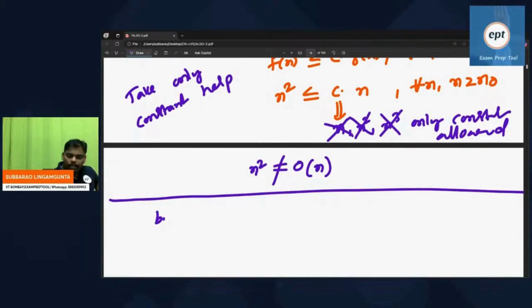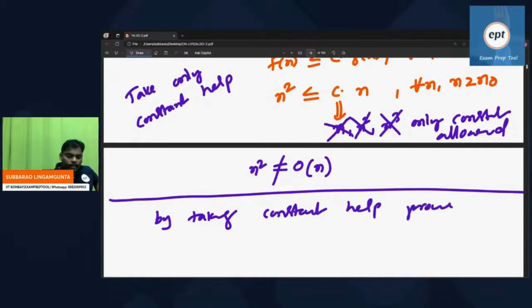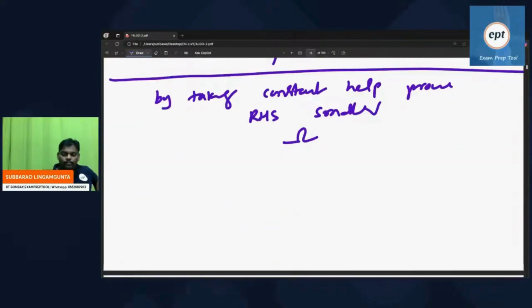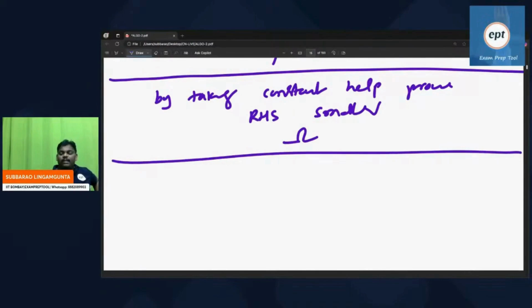Let me write now. By taking constant help, prove the right hand side is smaller, then it is called omega. That is the meaning of omega. By taking constant help, prove the right hand side is smaller. That is called omega.